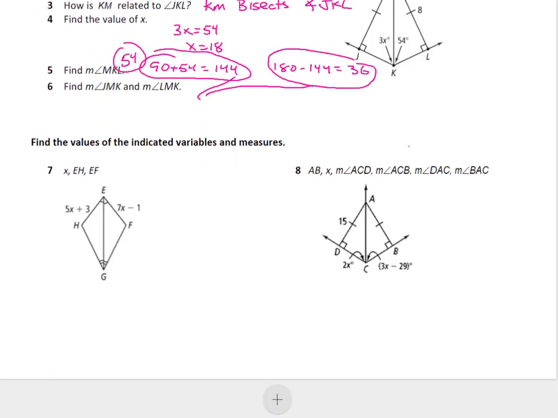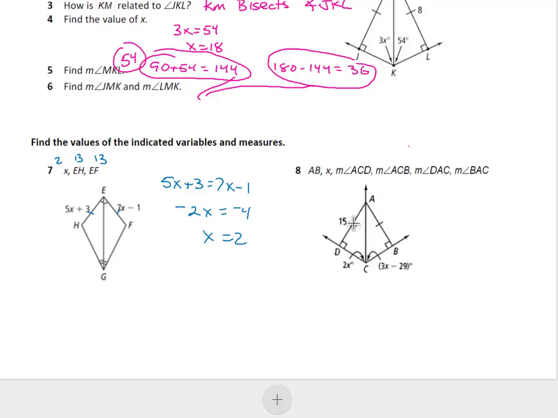Find the indicated variables and measures. Let's see what we got. So we can see that these two are going to be congruent to each other. So 5x plus 3 equals 7x minus 1. Take away 3 from both sides, and take away 7x from both sides. Minus 2x is equal to negative 4, divided by negative 2. X is equal to 2. And so we found x is equal to 2. To find EH, 5 times 2 plus 3 is 13. And to find EF, 7 times 2 is 14. 14 take away 1 gives us 13.